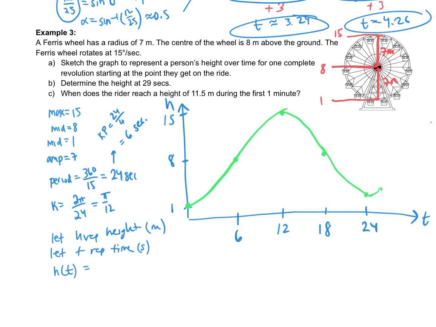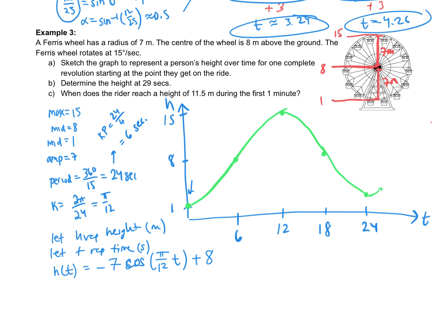Because our starting point here is at a minimum, I think the most efficient would be a reflected cos, although you could do a sine with a phase shift. So my amplitude is 7, so -7 cos(pi over 12 times t), no phase shift, plus my midline of 8. And there we are.